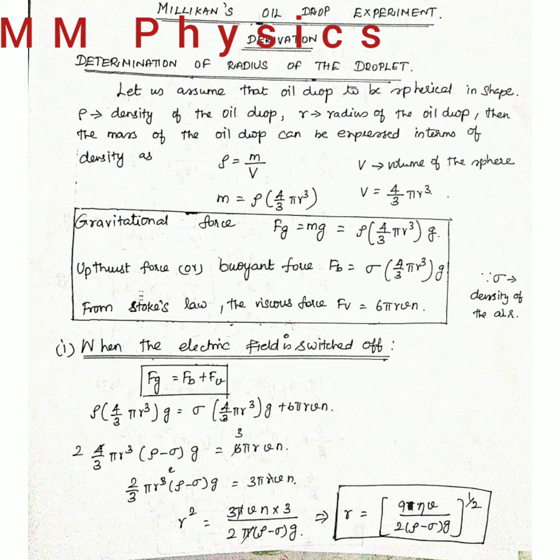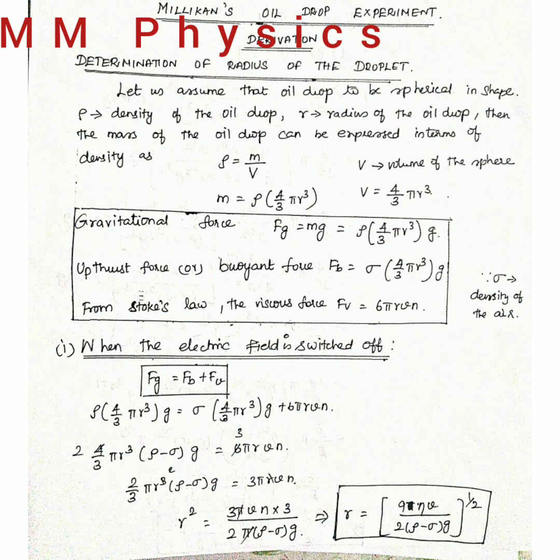I repeat, r equals 9 nu v divided by 2 into (rho minus sigma) into g, the whole to the power 1/2. This is the radius of the sphere which we took, the oil drop's radius we got in the absence of the electric field. Now we need to derive the value of q, the charge, when the electric field is switched on.